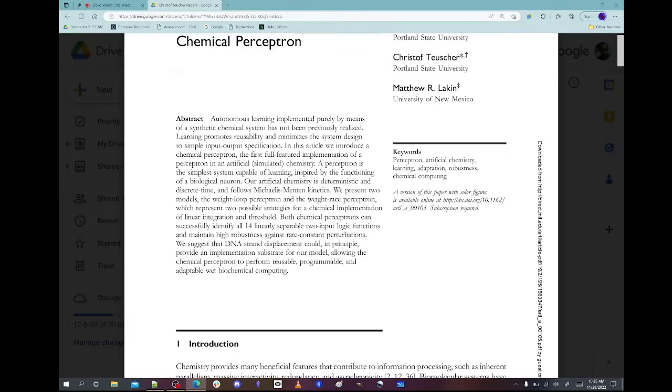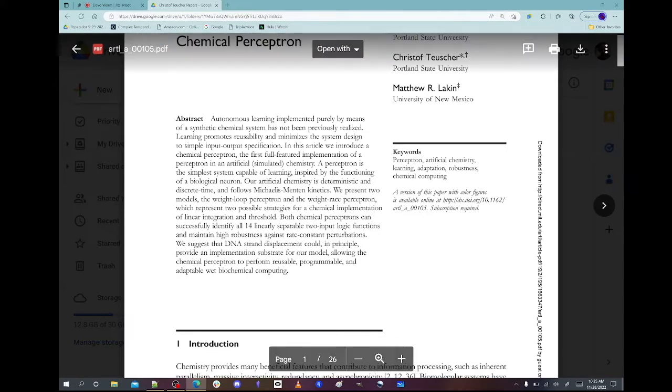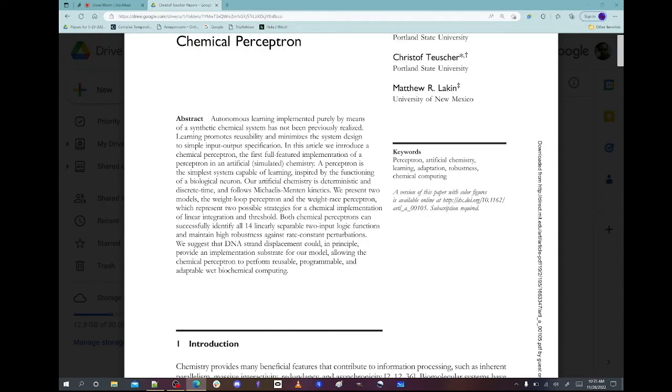The abstract of this paper reads, autonomous learning implemented purely by means of a synthetic chemical system has not been previously realized. So we're interested in autonomous learning in a synthetic chemical system. This has a lot to do with synthetic biology and other applications like that. Learning promotes reusability and minimizes the system design to simple input-output specification. Again, you have this perceptron with multiple inputs to a single unit, which either sums the inputs or filters them using some learning rule and then gives you outputs.